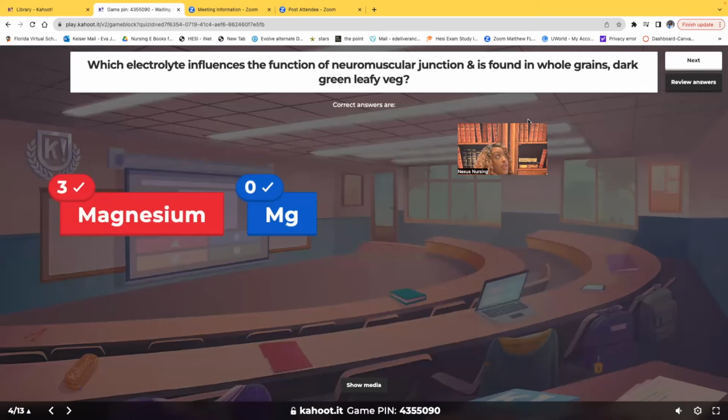Magnesium, this is important. First of all, the therapeutic range for magnesium is 1.7 to 2.2. Let's talk about this. Look at the question. Which electrolyte influences the function of the neuromuscular junction? Let's stop there.